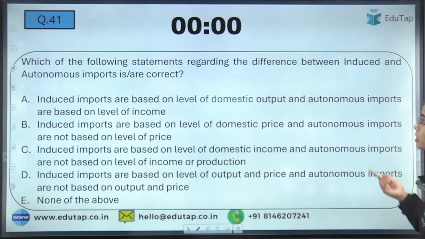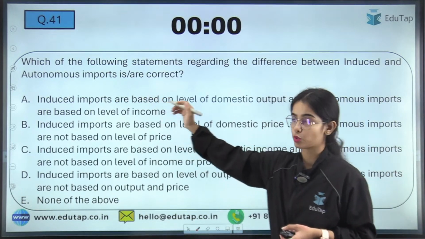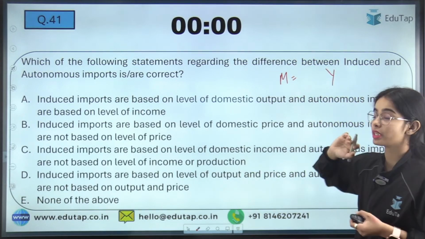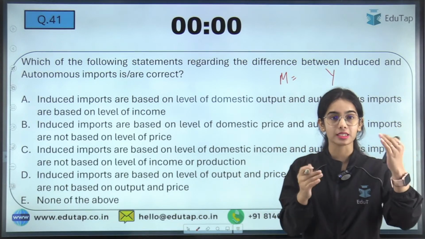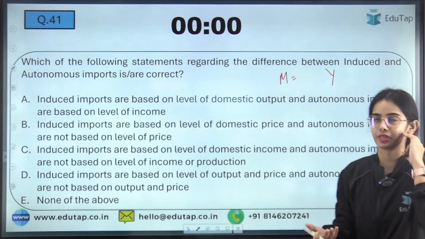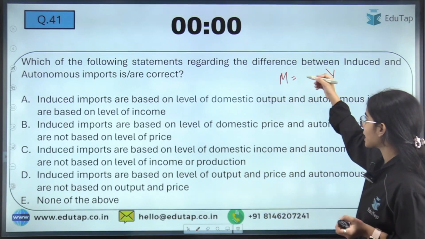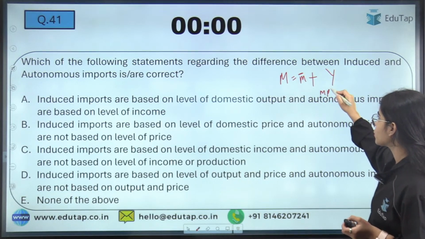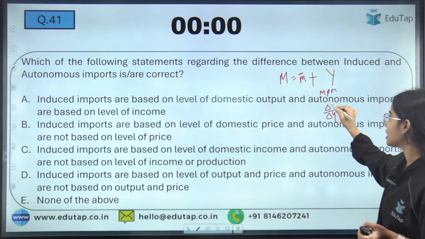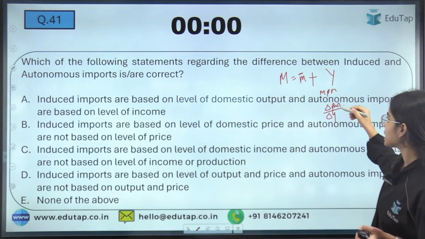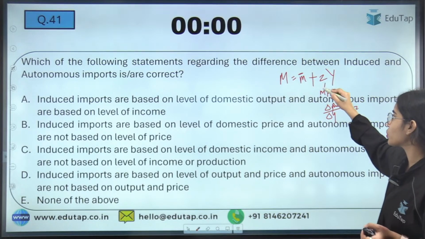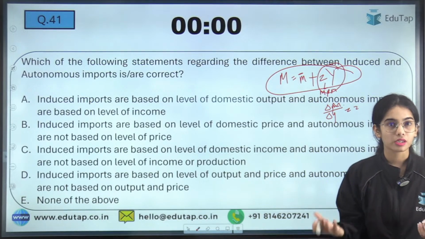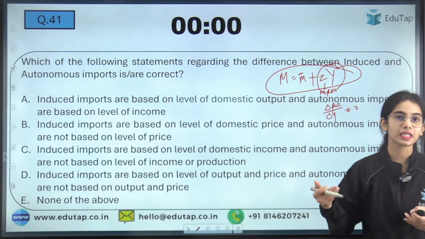So imports here: induced and autonomous imports. The imports also depend upon the income. If our income is increasing, we will import more from other countries. There are autonomous imports; let's say autonomous imports are M dash. Then there is the marginal propensity to import. As your income is increasing, the imports are increasing. Let's say this is Z, the marginal propensity to import. So here ZY is your induced imports, which increases with the increase in income.